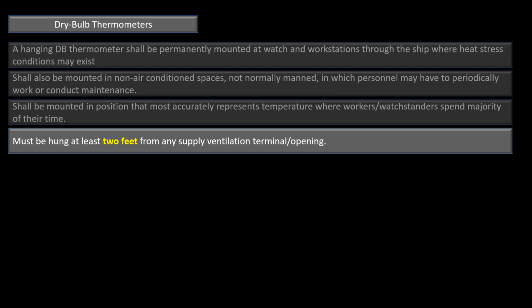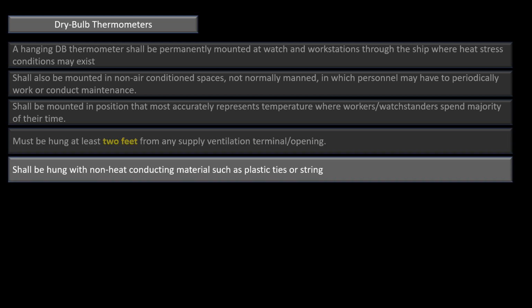So we don't want these things standing right in front of an air conditioning vent, because it's not going to accurately reflect the temperature within the space. So it's got to be at least 2 feet from any supply ventilation or terminal opening. It shall be hung with a non-heat conducting material such as plastic ties or string, right? We don't want anything metal that can conduct heat from another source.